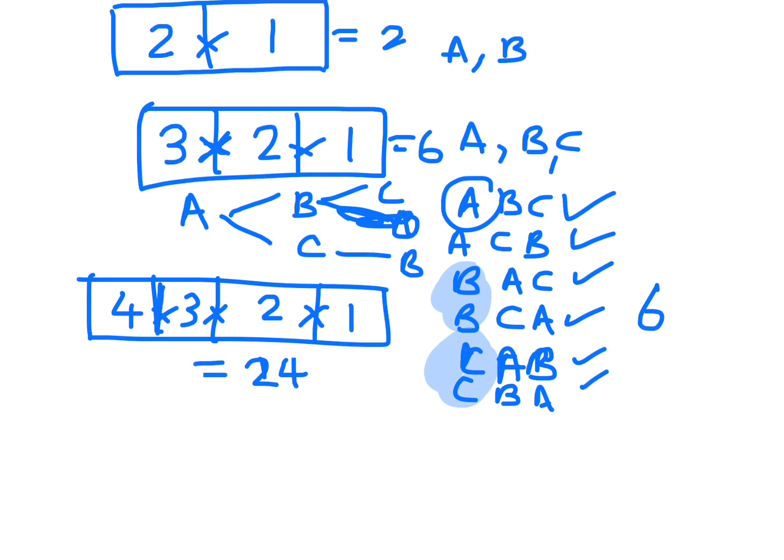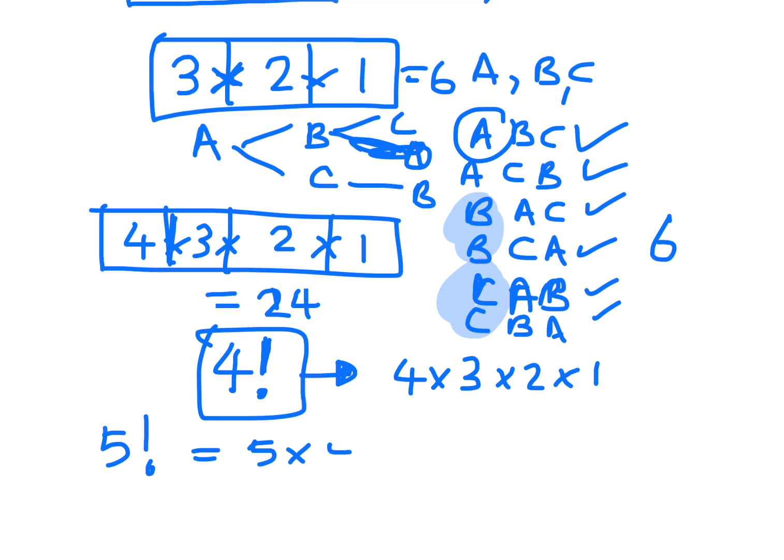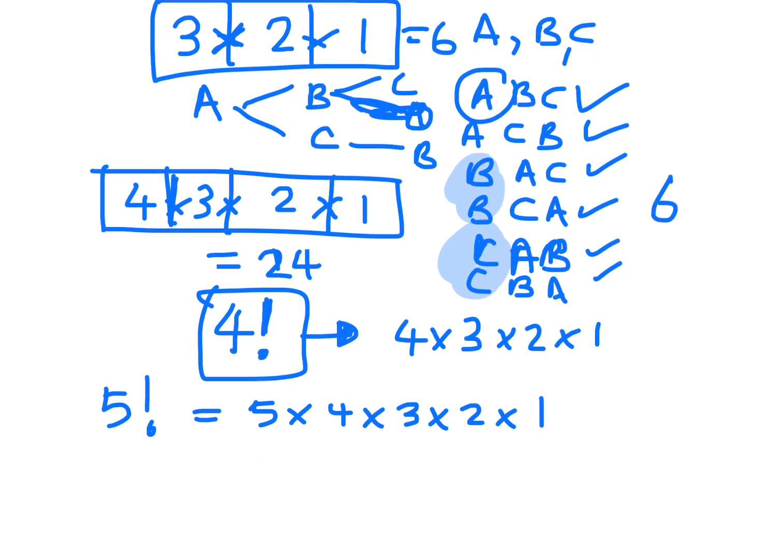Now when we have something like this, where we have 4 times 3 times 2 times 1, we can write that as 4 factorial. And there's actually a button on your calculator that will do that for you. It basically multiplies 4, then times 3, then times 2, then times 1. So you're just going down 1 less each time. So you have 5 factorial. It's 5 times 4 times 3 times 2 times 1. So it's called factorial notation.